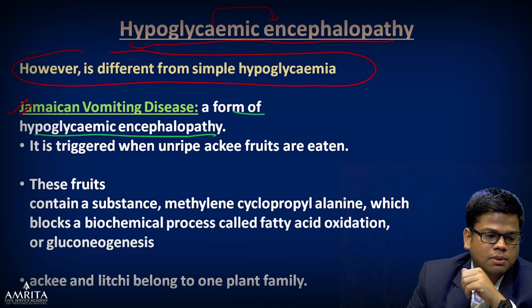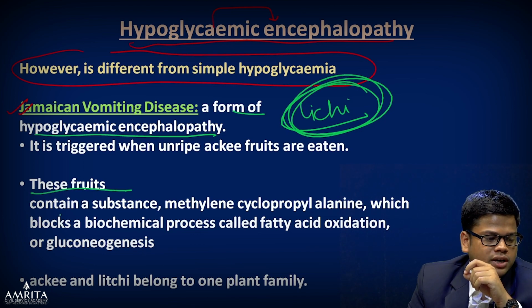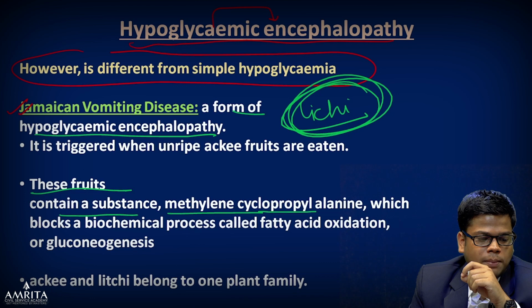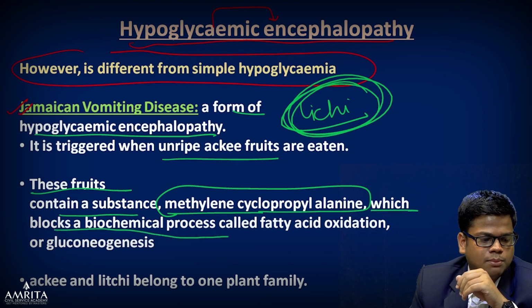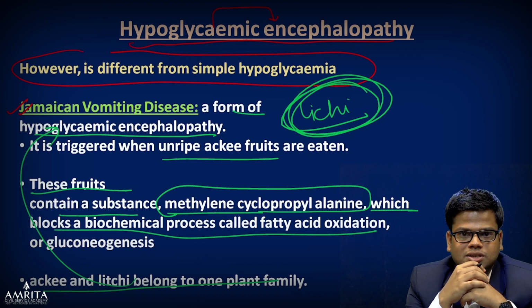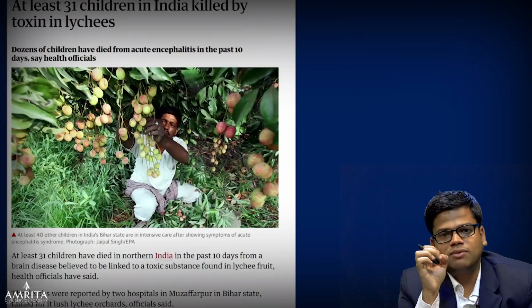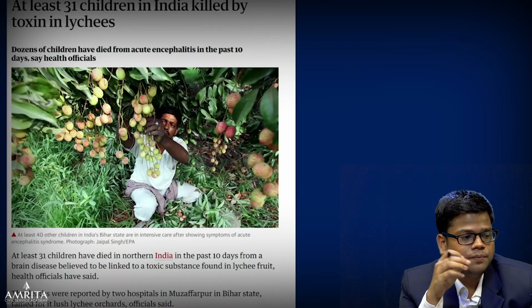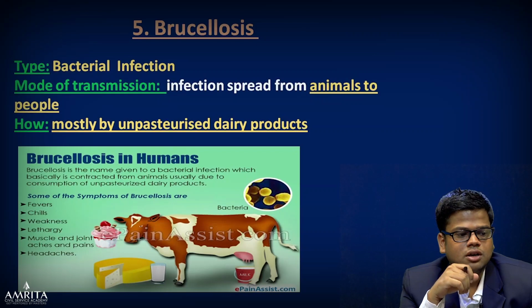lychee. Now you remember the lychee scare was there in the June month. Okay, so these fruits contain a substance called methylenecyclopropylalanine. This much thing you should not remember. Just remember that these ackee fruits were there, which blocks a biochemical process called fatty acid oxidation. Okay, so which creates this disease, Jamaican vomiting disease, right? And ackee and lychee belong to the one plant family. So that is why a lot of blame was given to the lychee plant for the Muzaffarpur children's death.